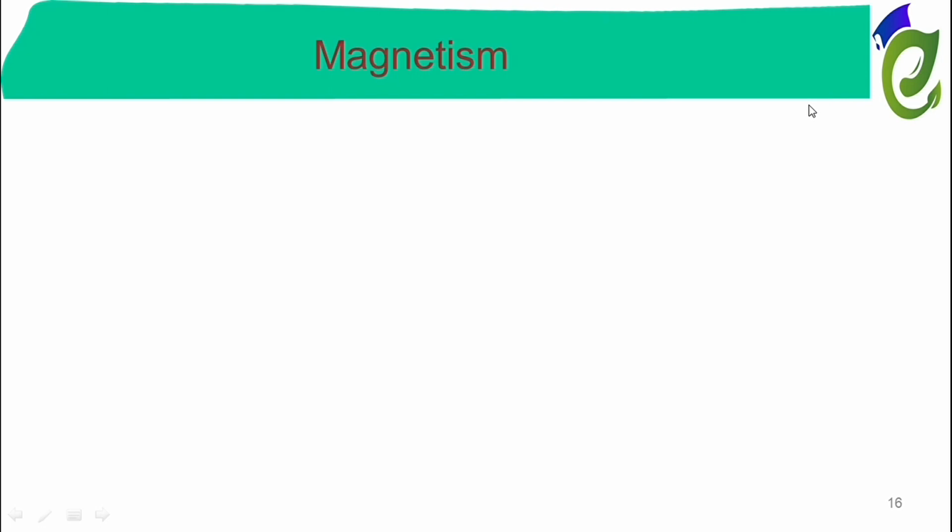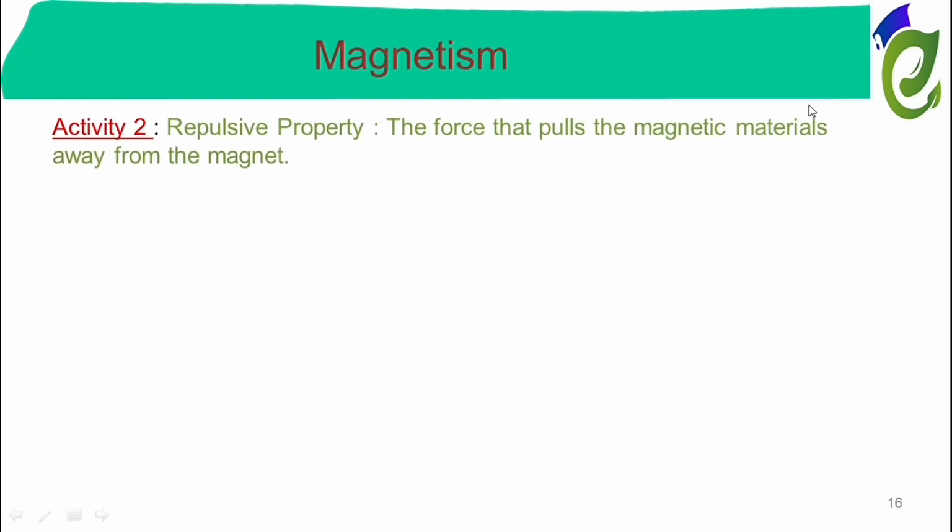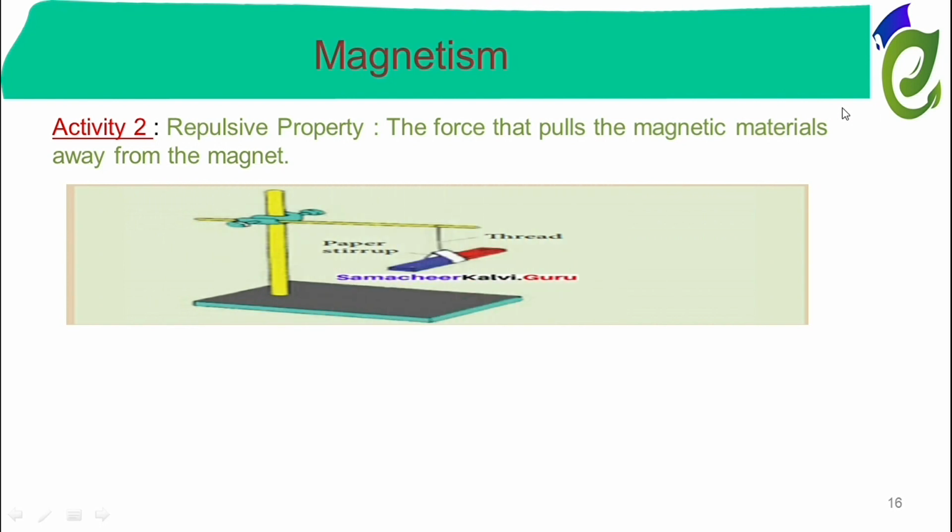So guys, the second property is repulsive property. What is repulsive property? The force that pushes the magnetic materials away from the magnet is called repulsive property. To learn more about this, let us see the following activity. First you need to suspend the bar magnet as shown in the figure. Then you need to hold another bar magnet. Bring the north pole of the magnet that you're holding in your hand to the north pole of the bar magnet that is being suspended on this stick.